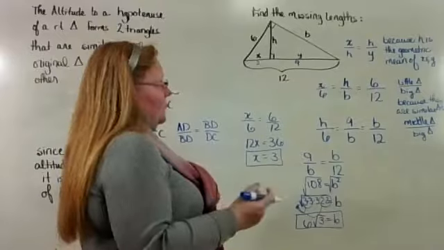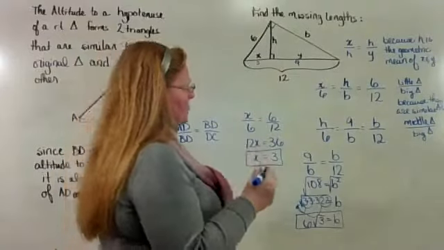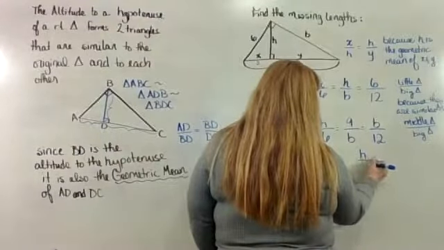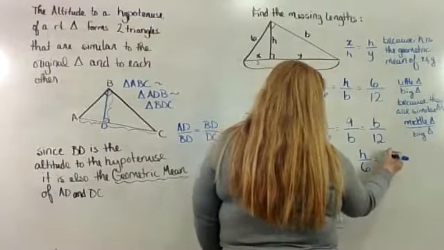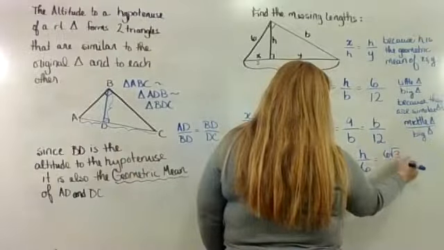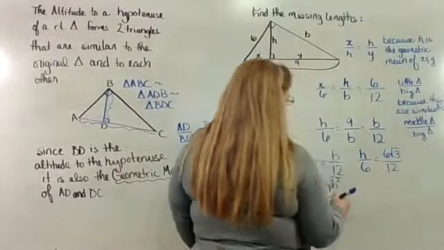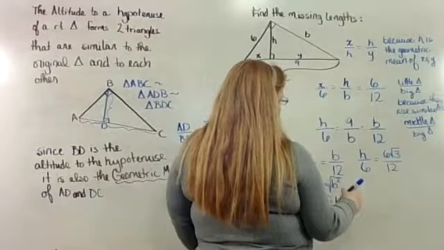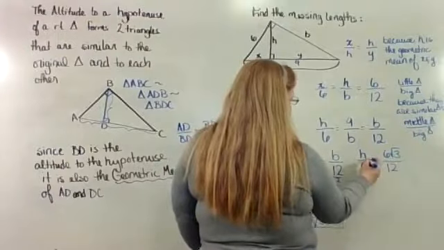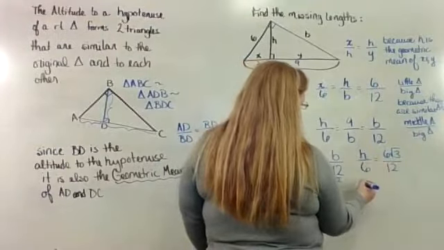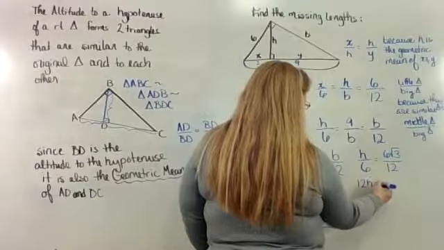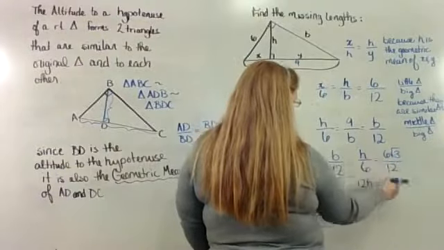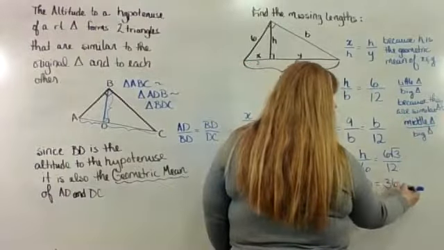Okay. So now all I have to do is find H. That means that H over 6 is equal to 6 square roots of 3 over 12. Instead of putting it here, I put it with the other one. I was hoping it would help. We'll see. So I have 12 times H is 12H is equal to 6 times 6 square roots of 3. 6 times 6 is 36 square roots of 3.